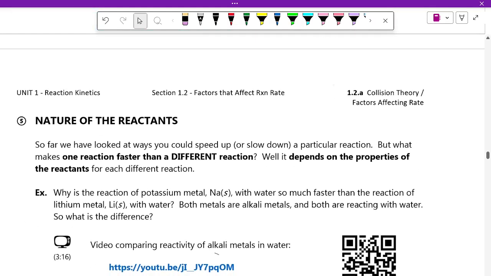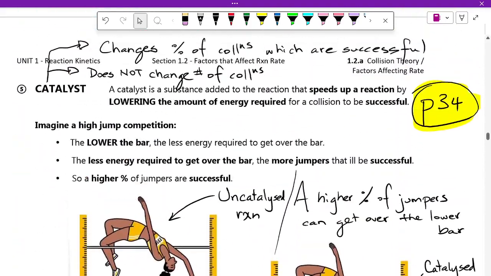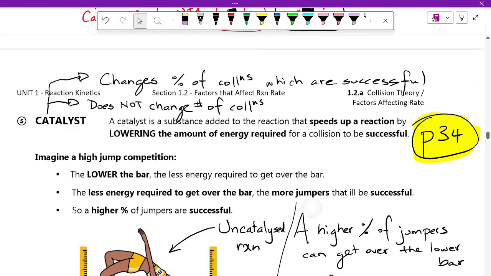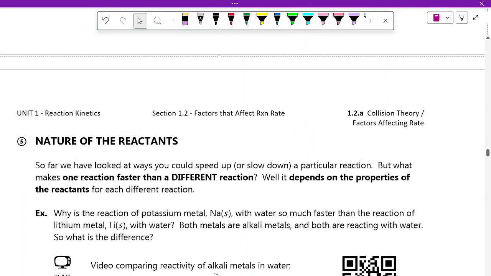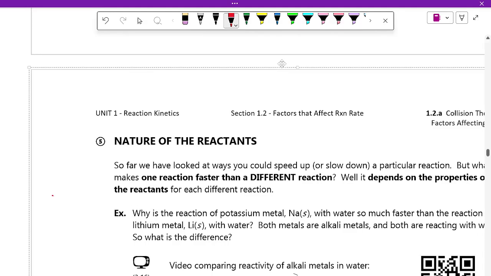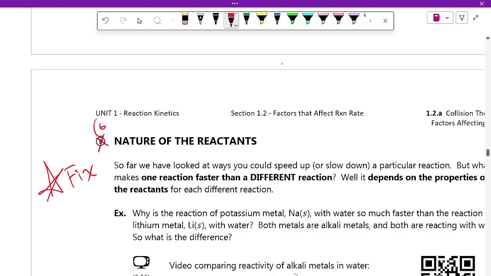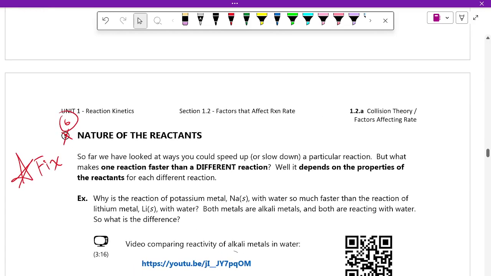Our final factor, the nature of the reactants. Why does it say 5? That should say 6. I need to fix that. So the nature of reactants, so far we've looked at ways you could speed up or slow down a reaction. This is only for comparing one reaction with another.